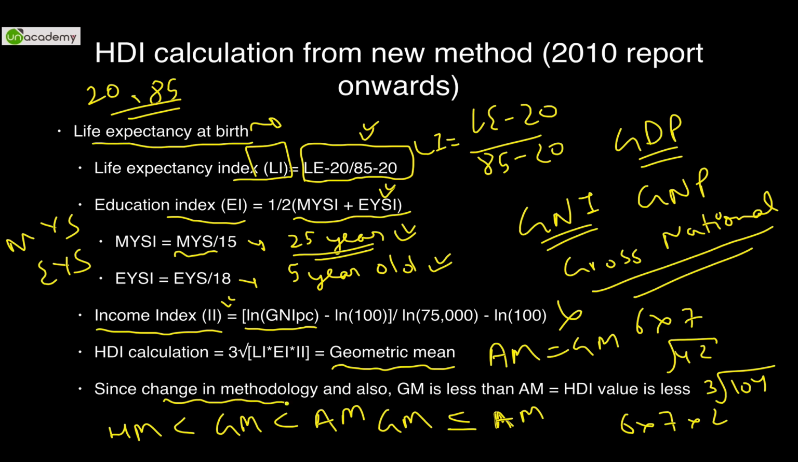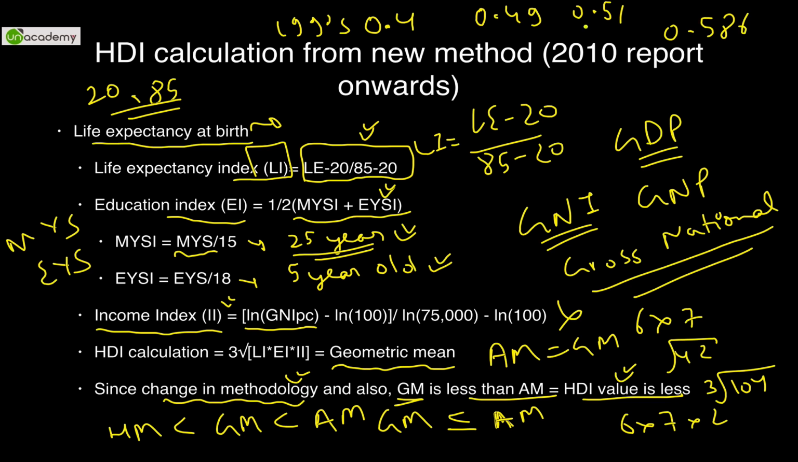So since there is a change in methodology and also the geometric mean is less than arithmetic mean, the HDI value is less if you adjust for development. See, simply in the case of India, the HDI value was 0.4 or something in the 90s. Then it came to, let's say, 0.49 or 0.51, and now it is 0.586. So obviously HDI value will increase if the country is developing. But if you had the same formula, then the HDI value must be 0.6 or something. I hope you got the point. So if you adjust for development, from 2010 onwards HDI is less as compared to before 2010.